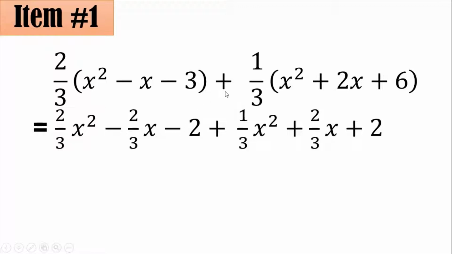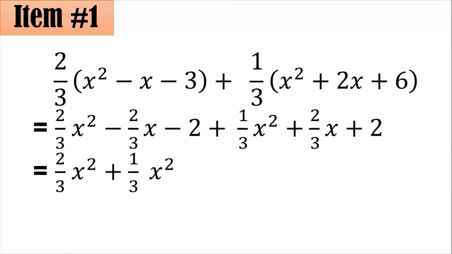Then, this 1/3 will also be distributed to each of these three terms. 1/3 times x squared is 1/3 x squared. 1/3 times 2x is plus 2/3 x. And lastly, 1/3 times 6 is plus 2. We could see from here that negative 2/3 x plus 2/3 x becomes 0, and that negative 2 and plus 2 becomes 0 as well.